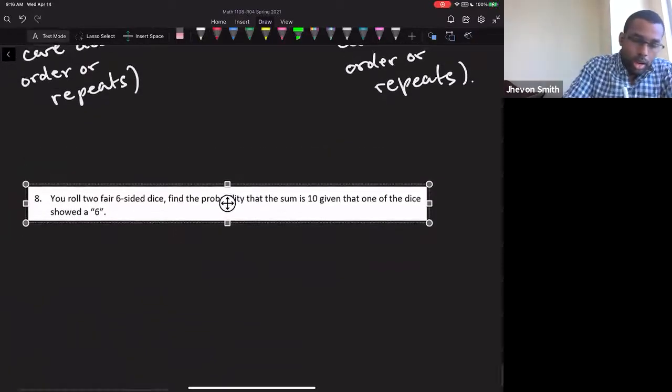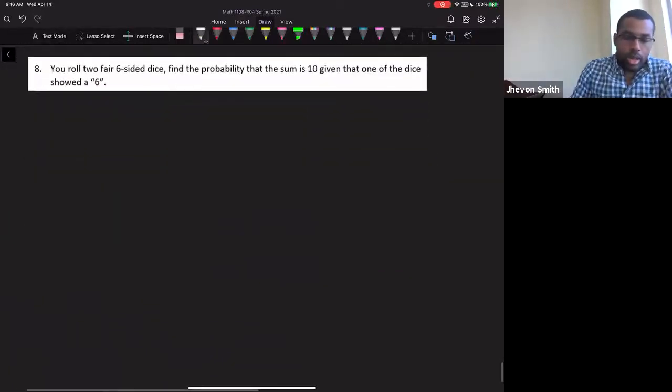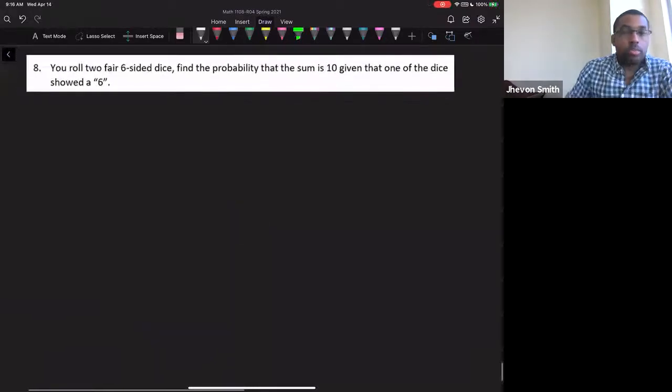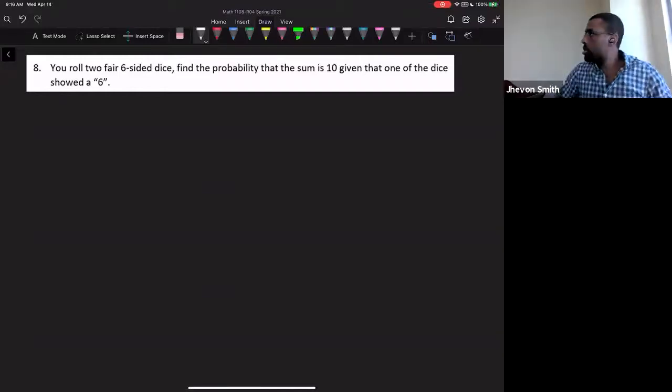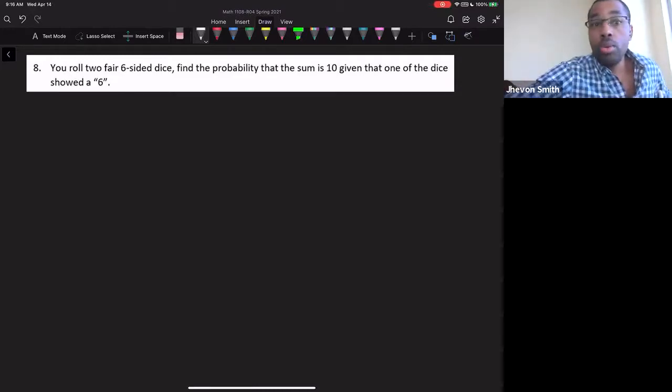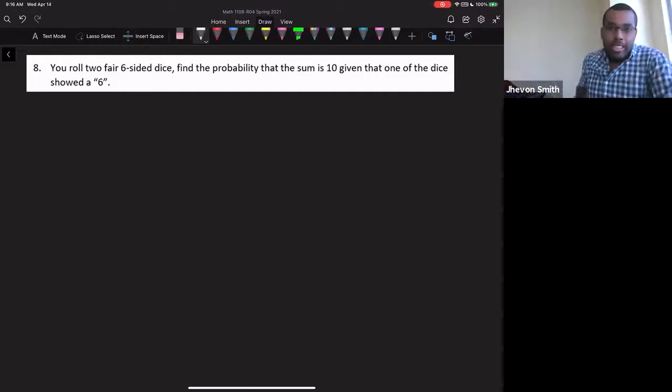Okay, so I am going to introduce a new concept to you guys by going through this problem very quickly. So hold on to your seats, kids. Well, it's not going to be that complicated. I'm pretty much going to do enumeration, but we're going to be able to develop a formula based on that. You roll 2 fair 6-sided dice. Find the probability that the sum is 10, given that one of the dice showed a 6.